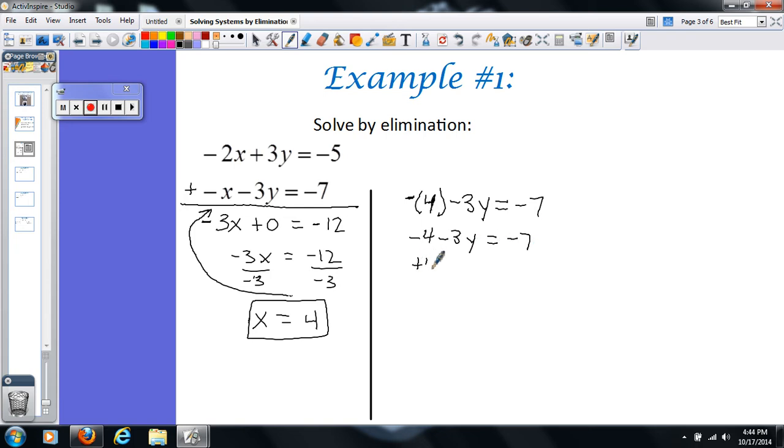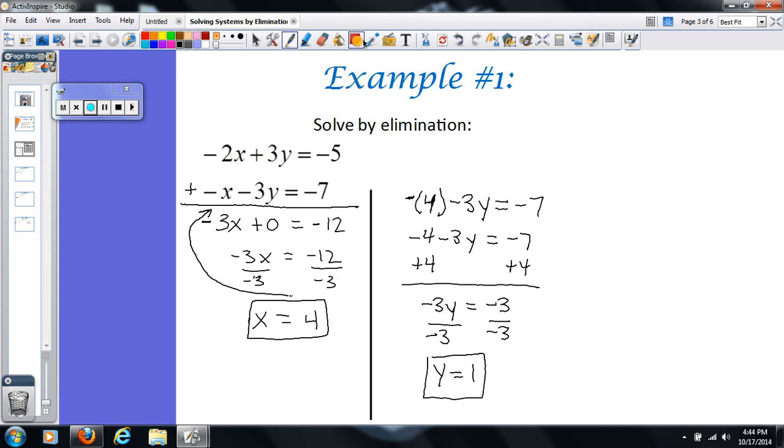I'm going to add 4 to both sides. I get negative 3y equals negative 3. Divide by negative 3, and I get y equals 1.